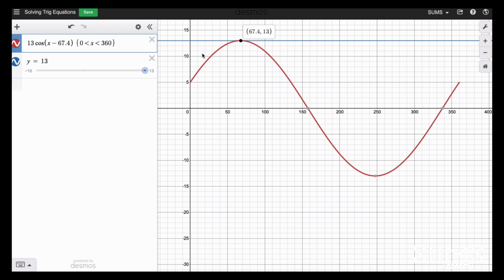So does that make sense? Basically, these kinds of questions are asking, when does this line equal some value? So if it was 10, it would have been there and there. If it had been minus 5, it would be here and here. But for this question, they're asking us for 13. So we're going to do some more examples, and hopefully everything becomes a little bit more clear.